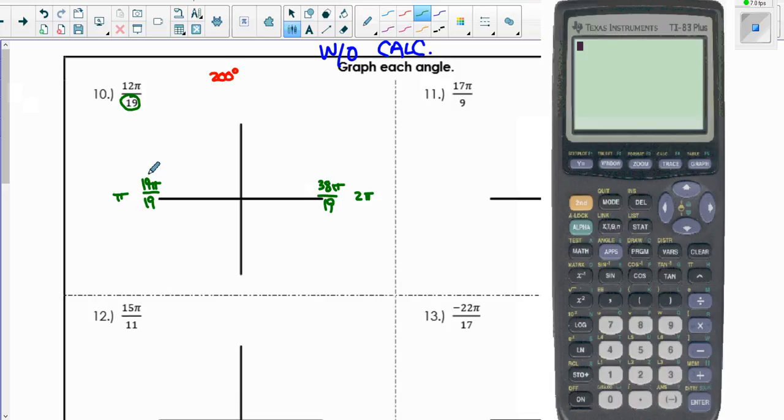And then 12 pi is kind of hard to see where that falls. You know it's less than this, it's just hard to see where it falls. So what I would do is cut this in half. Half of 19 is 9.5, so this is 9.5 pi over 19, because remember that's pi over 2. Then I can see 12 is somewhere between 9.5 and 19. So I'm going to say, here's my initial side, and 12 pi is somewhere over here. I'm going this direction, and this is 12 pi over 19.